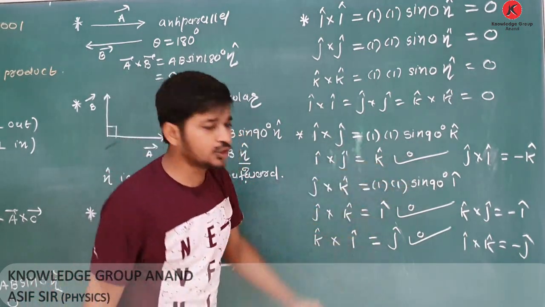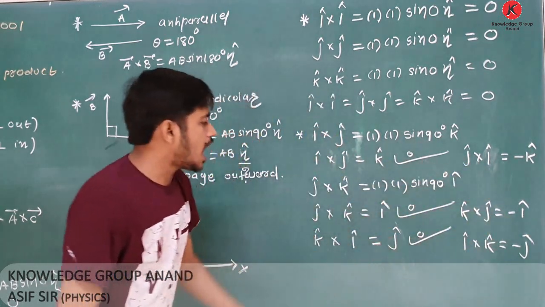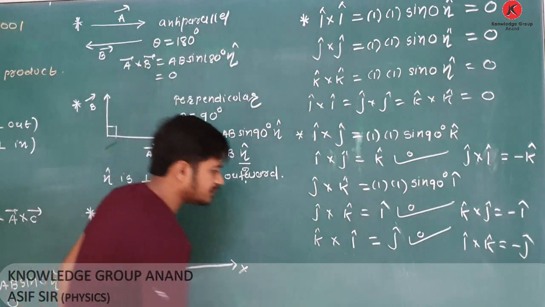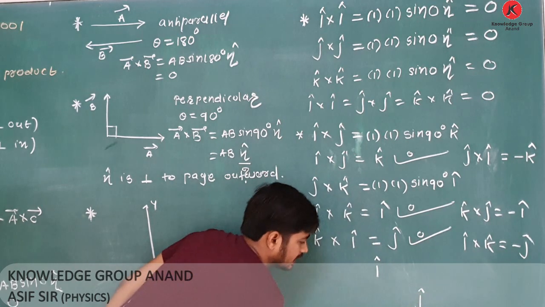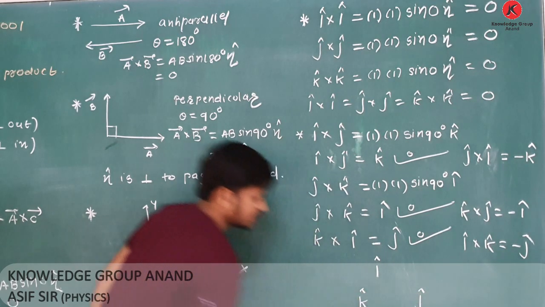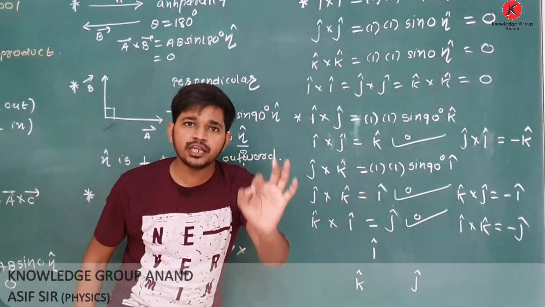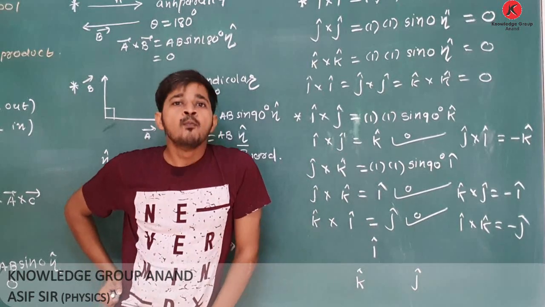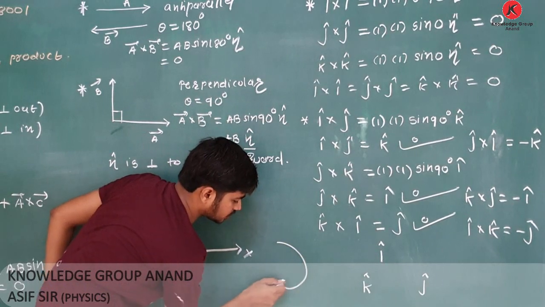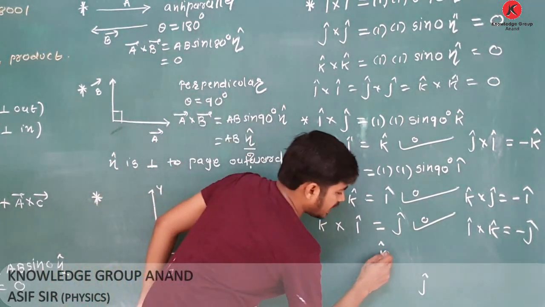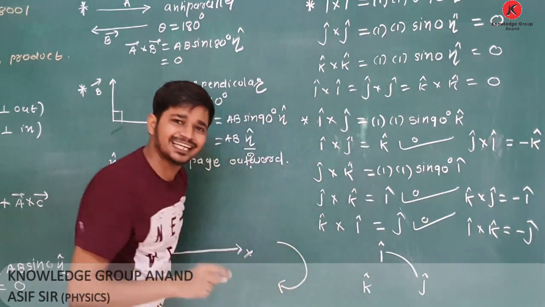I cross j is equal to k. J cross i is equal to minus k. Now see, how to remember these six? Write the three vectors like this: i caret, j caret and k caret, and move in the clockwise direction. Clockwise direction means in this direction. If I am taking i cross j, then what is the answer? K caret.